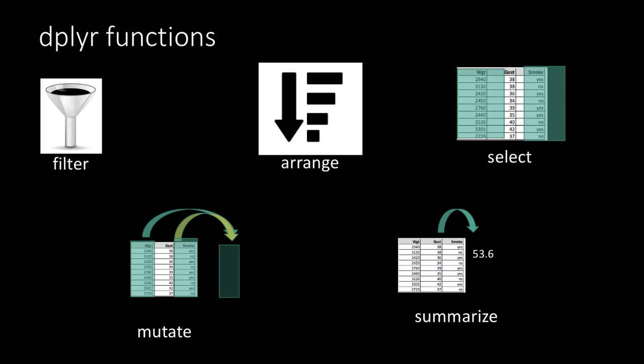So in this example, the diagram, I'm just showing you that you've got this entire data frame or table, and you're calculating the single value 53.6 from that. That's one example of summary. But there are other more sophisticated examples of summary.